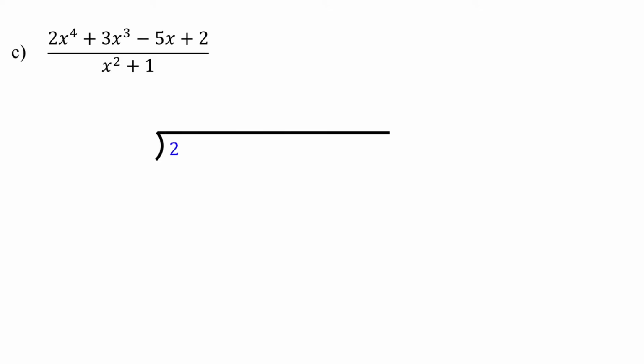For the polynomial on top, we add 0x squared. For the polynomial on the bottom, we add 0x. This doesn't change the values of the polynomials. Now, follow the same steps as in the previous examples. Feel free to pause the video and give it a try.